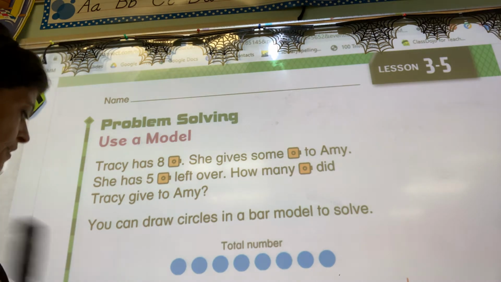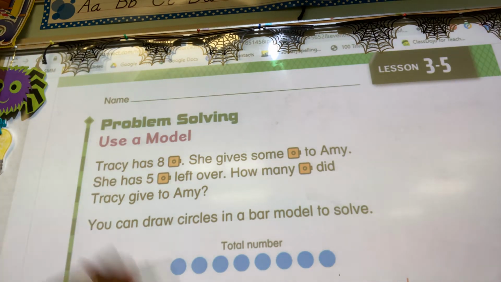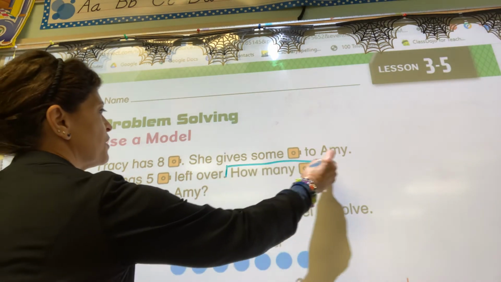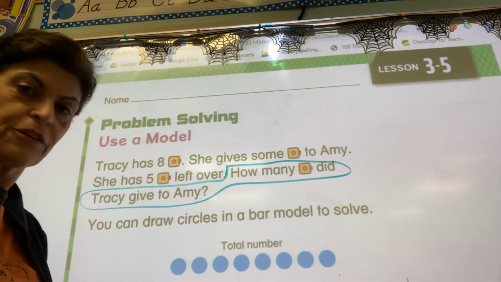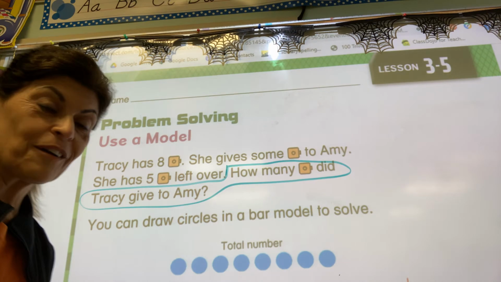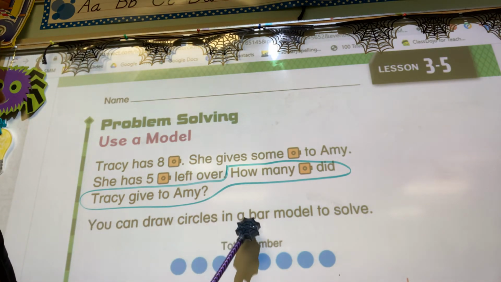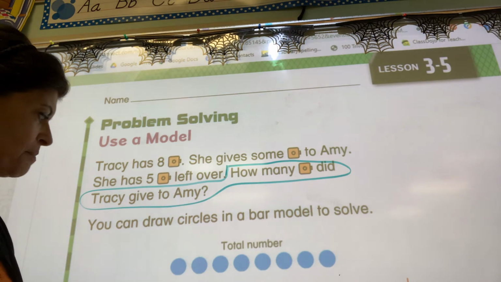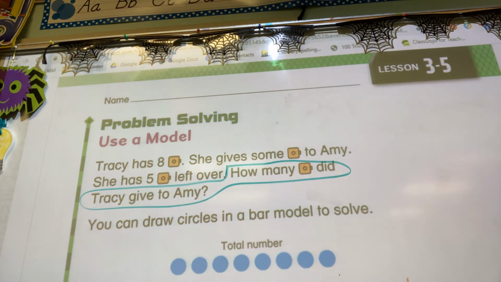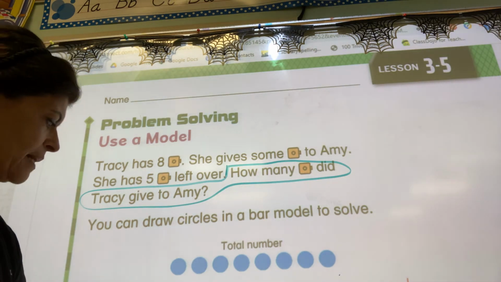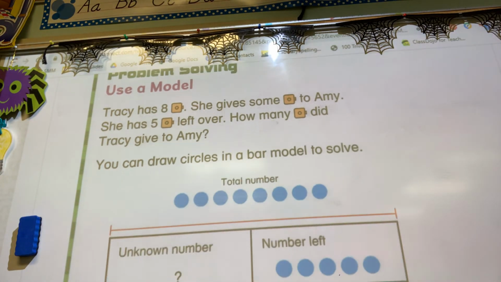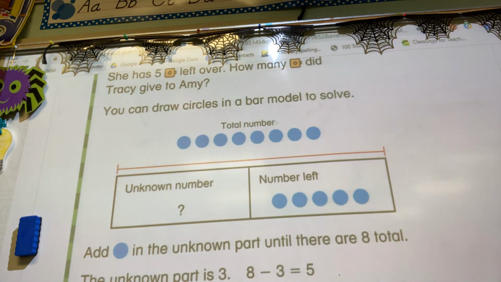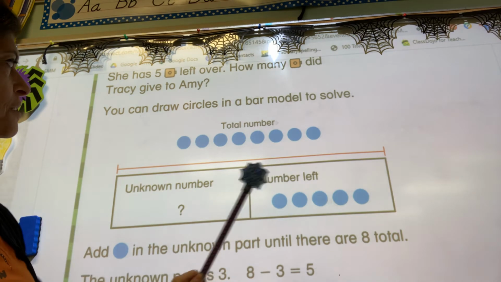So now what we have to do, think about the question. How many cubes did Tracy give to Amy? That's the problem that we have to solve. We're like detectives, aren't we? You can draw circles in a bar model to solve. So the bar model are these 2 rectangle boxes that are right here. There's that red line that goes across the top. That's a bar model. Let me roll this up. So draw circles in a bar model to solve.